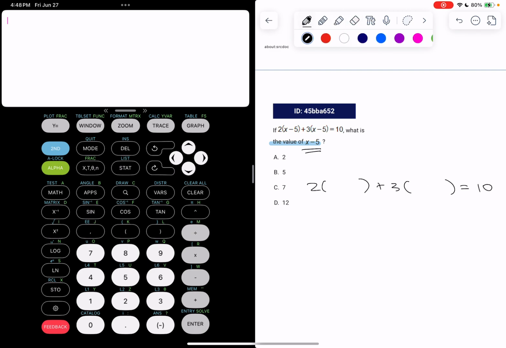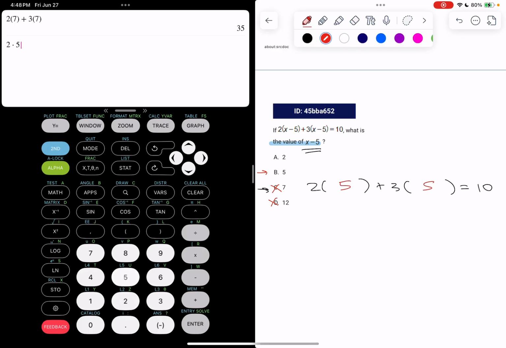And let's try 7. Let's put a little 7 in there. Put a little 7 in there. And let's punch that into our calculator. 2 times 7 plus 3 times 7. Does that equal 10? Ooh, that's too big. So not only can I eliminate 7, I could probably also eliminate 12. Let's try 5. I put a 5 in there.